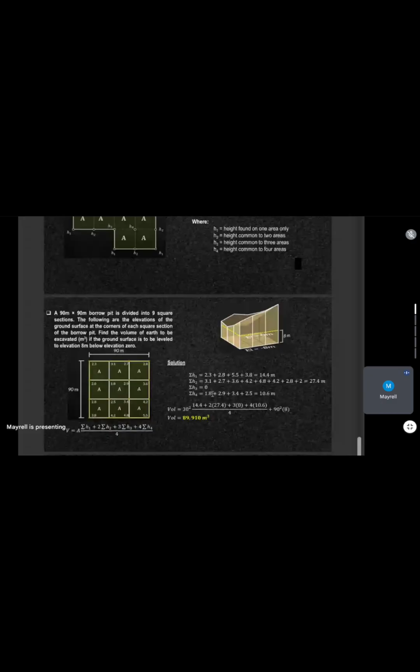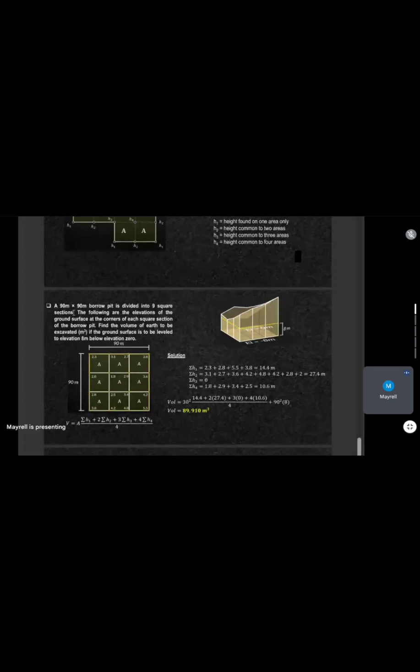So a 90 by 90 meters borrow pit is divided into 9 square sections. The following are the elevations of the ground surface at the corners of each square section of the borrow pit.